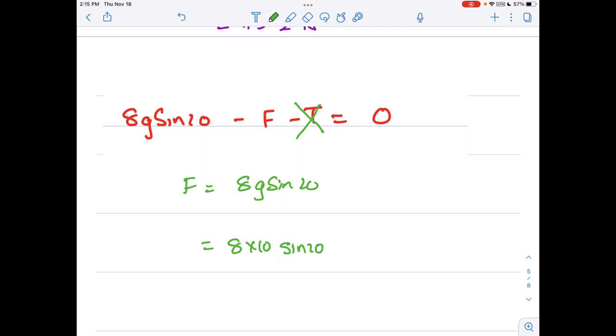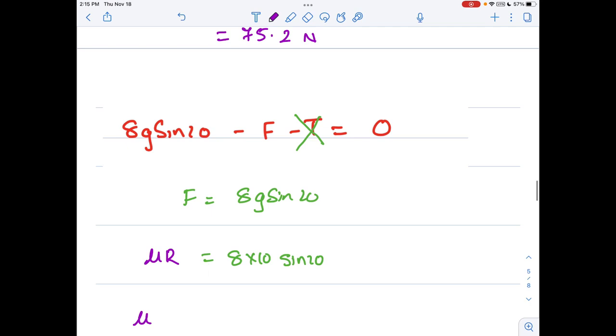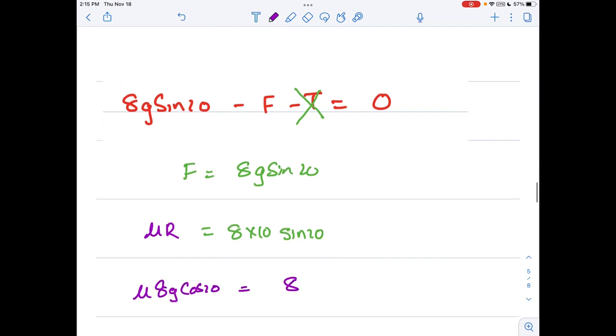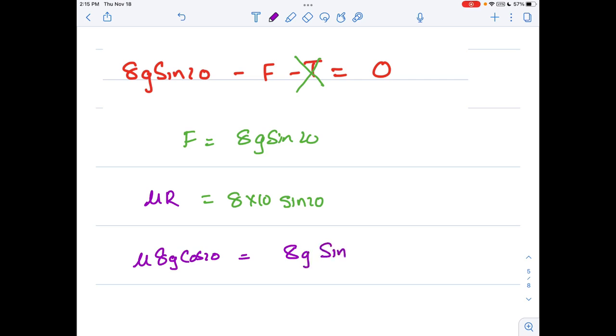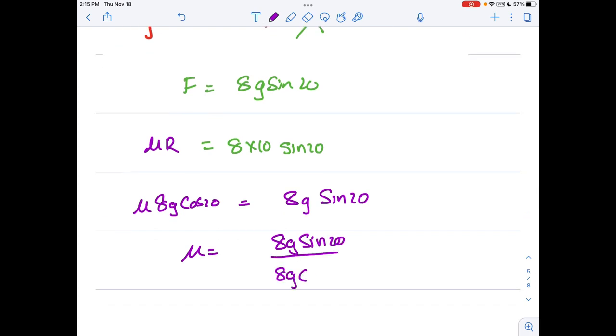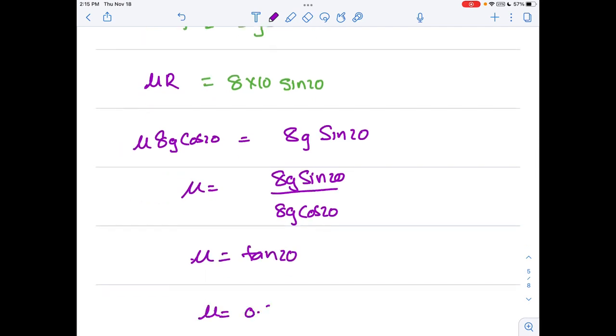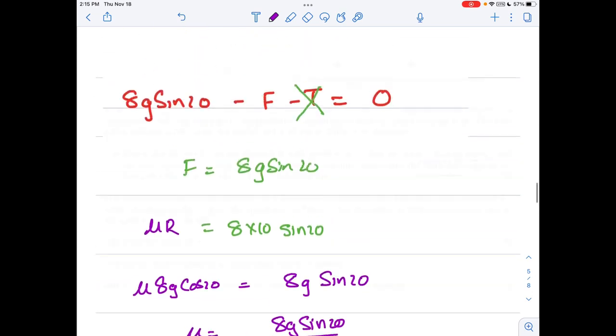But what is this frictional force? Frictional force is mu R. R we just got as 8g cos 20. You do not simplify it out; you can keep this as 8g sine 20, because it will be simply easy. So 8g sine 20 upon 8g cos 20. The 8g cancels. Mu is equal to tan 20. Writing in 3 significant figures, mu is equal to 0.364. That's going to be the answer.